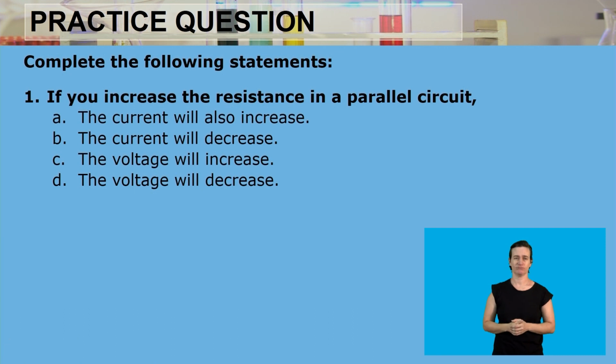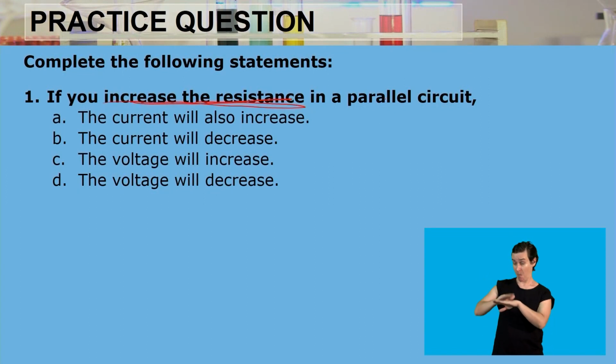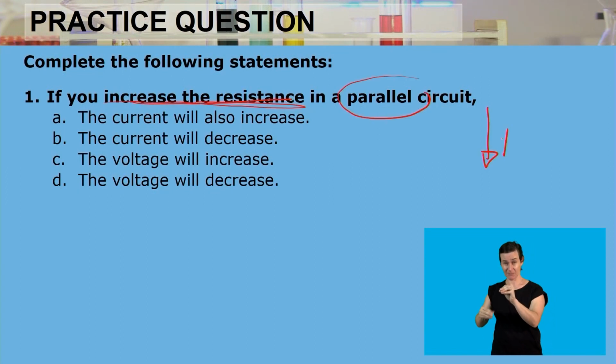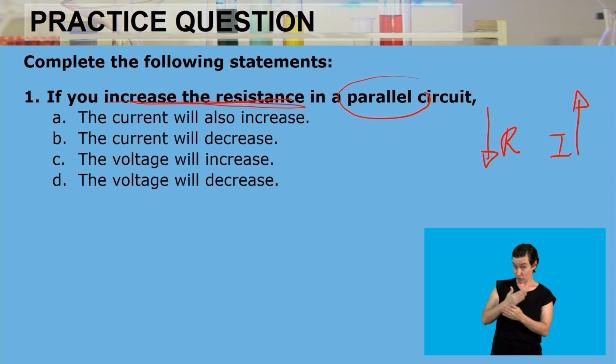Now, we need to complete this statement, still under practice questions. The question says, if you increase the resistance in a parallel circuit, what then happens? So remember, if we have a parallel circuit and you add more resistors in that particular circuit, we are actually decreasing the total resistance of the circuit. Now remember the relationship between the resistance and current, that they are inversely proportional. When one decreases, the other one must increase. So by adding resistors in parallel, we are decreasing the resistance. And by decreasing the resistance, the current strength is going to increase.